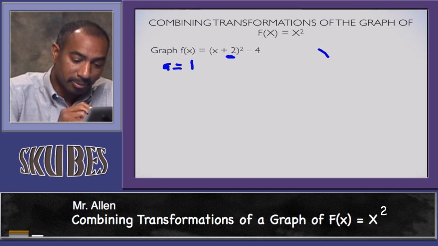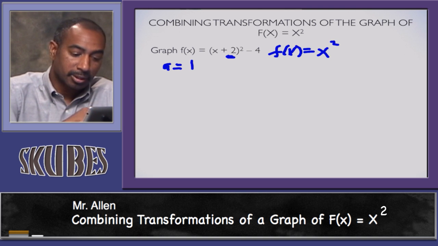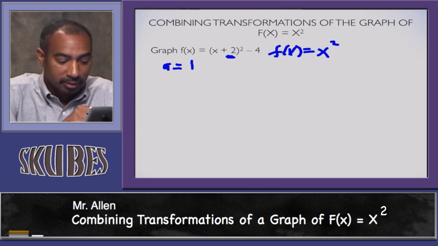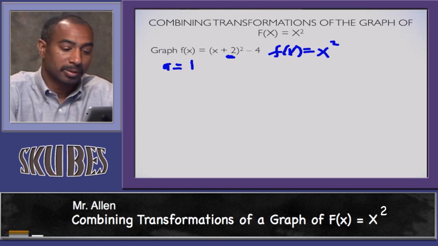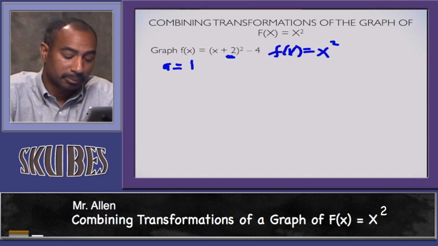So we're going to graph the same graph, f of x equals x squared. But the difference is we're going to go to the left 2, and we're going to go down 4, and then we're going to recreate the graph. But it's going to keep the same proportions. It's not going to be wider. It's not going to be smaller. So let's see what that looks like.